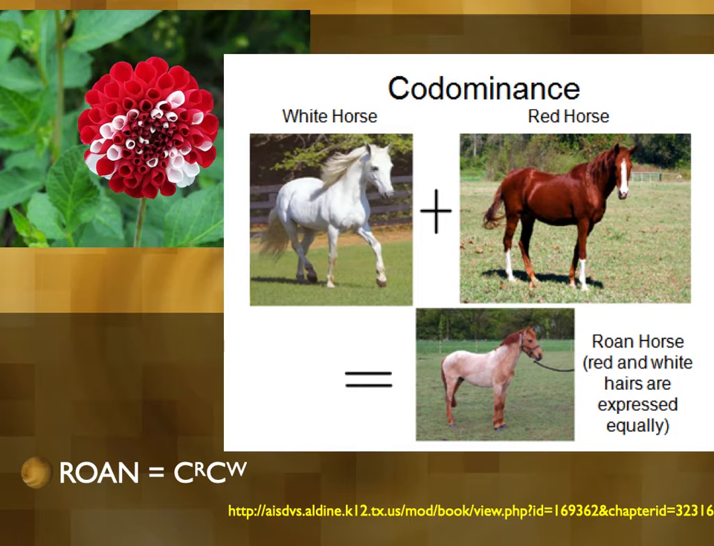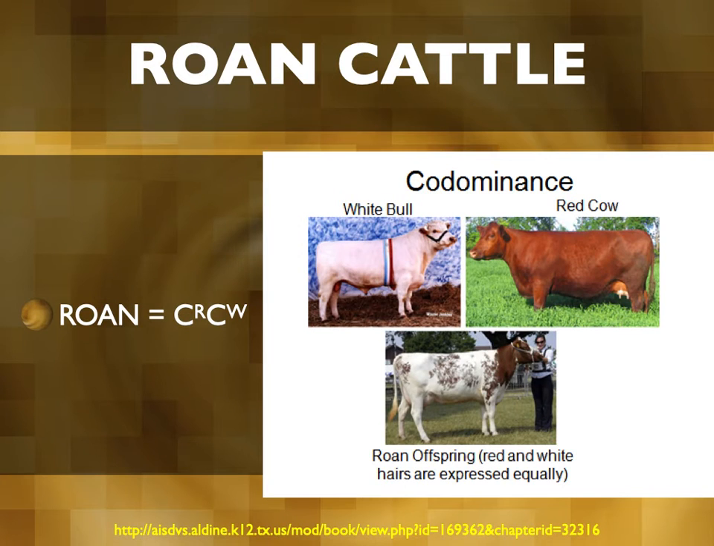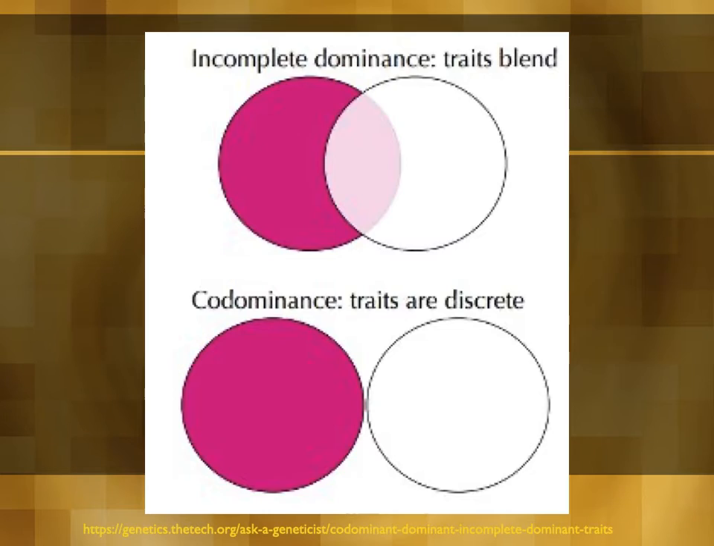You can also see it in roan animals. Roan, R-O-A-N. That's when you get a white horse and a red horse, and then you get kind of this red and white horse. Kind of pinkish to me, but not quite. You can also get it in cattle, where you got a white bull and a red cow, and you get your red and your white splotched here.